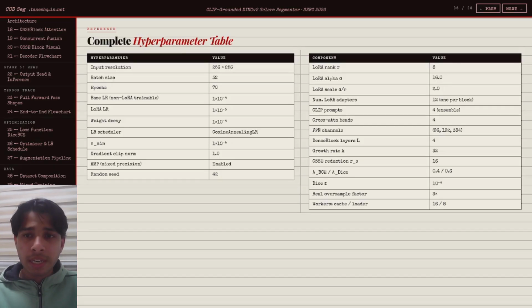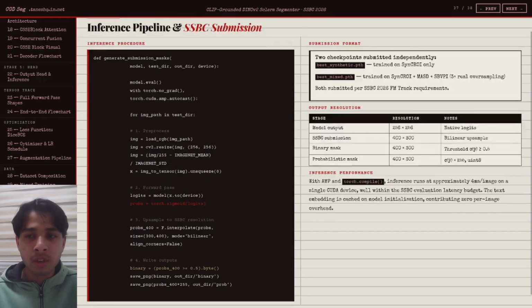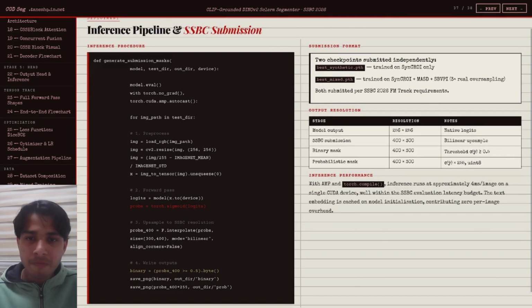The inference code on the left shows the full prediction pipeline. About 20 lines of Python: load the image, resize to 256 by 256, normalize using ImageNet statistics, run the forward pass, apply sigmoid and threshold, upsample to the competition's 400 by 300 output resolution, save.